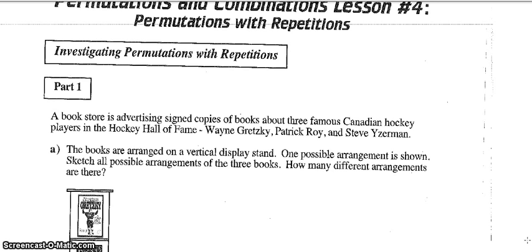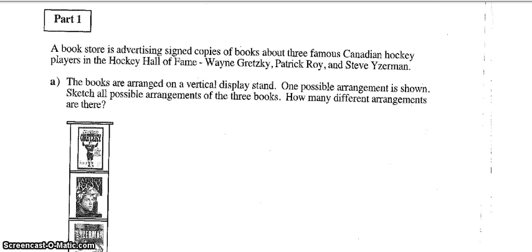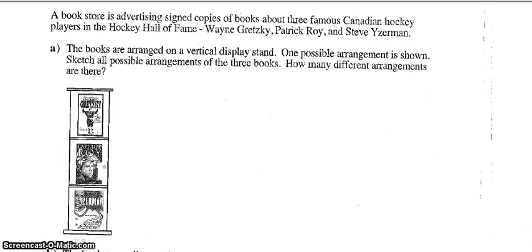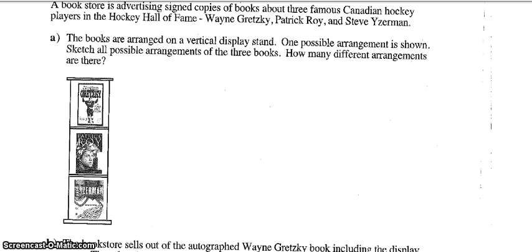Let's look at an example. A bookstore is advertising signed copies of books about 3 famous Canadian hockey players. The first one is Wayne Gretzky, he's very famous. Then Patrick Roy and Steve. The books are arranged this way. One possible arrangement is shown. Sketch all possible arrangements of the 3 books.